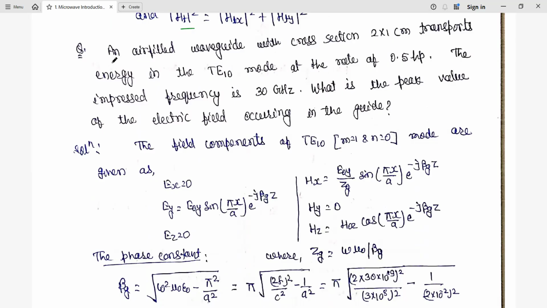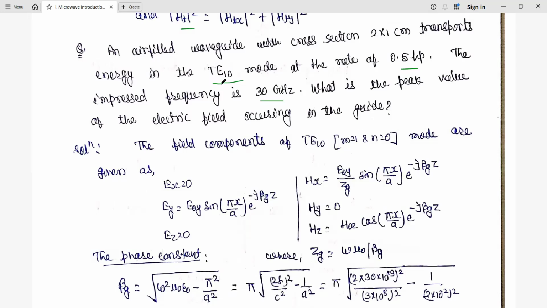It is a numerical: an air-filled waveguide with the cross section given, that is, the dimensions of the rectangular waveguide are 2 cross 1 centimeter. It transports the energy in the TE10 mode, that is the dominant mode here, at the rate of 0.5 horsepower. The impressed frequency is 30 gigahertz, so here the F value is 30 gigahertz. What is the peak value of the electric field occurring in the guide that we need to find?